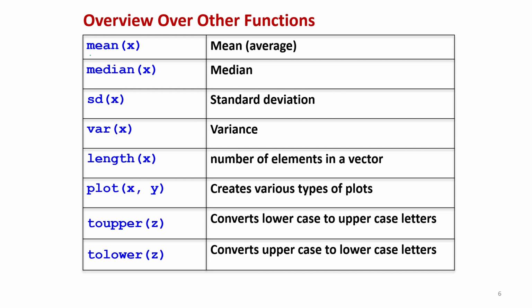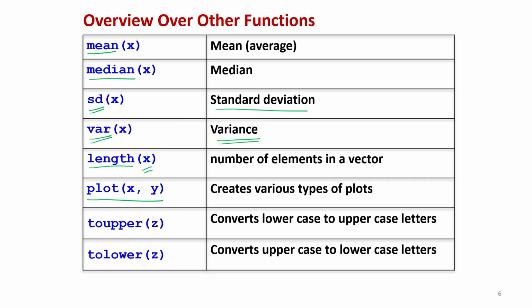Right. Similarly, there are some statistical functions or other types of inbuilt functions. For example, mean is used for finding the arithmetic mean, the average of the values inside the data vector x. Similarly, median is used to find the median of the data set. sd is used for standard deviation. var is used for variance. length is used to find the total number of elements inside the data vector x. Similarly, there are graphic functions like plot. Plot is a function which creates different types of graphics for the data vectors contained in x and y.